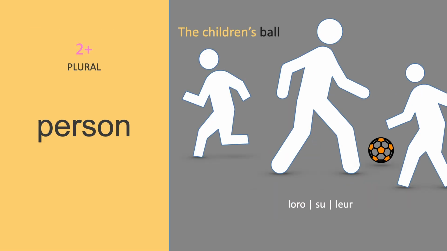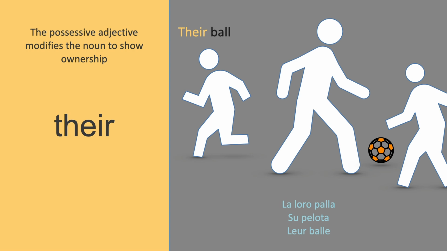Let's look at one last example. The children's ball. You can also say this sentence by using the possessive adjective and say their ball, their ball, their ball.